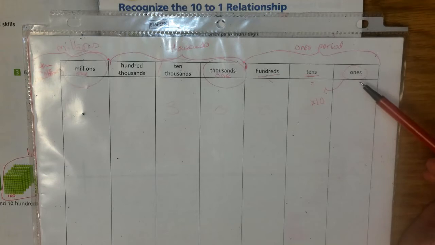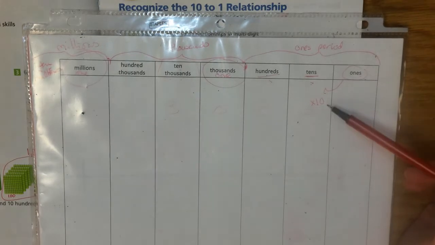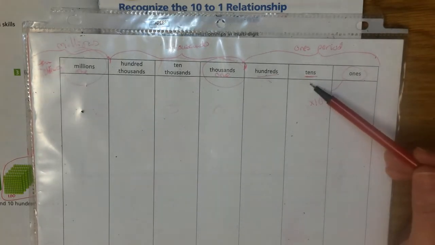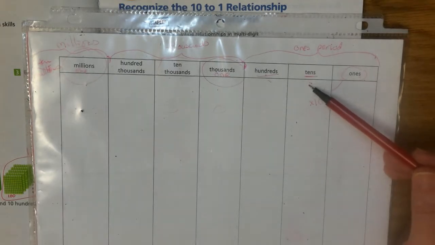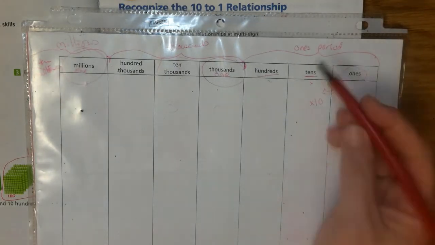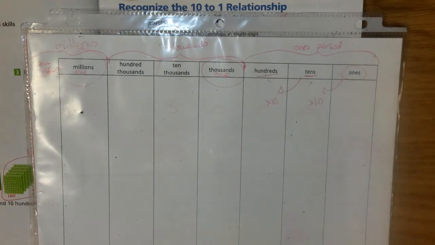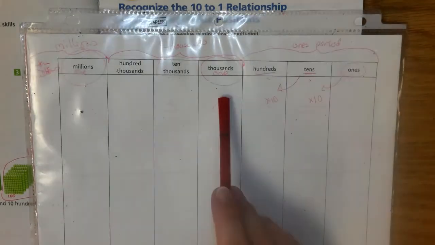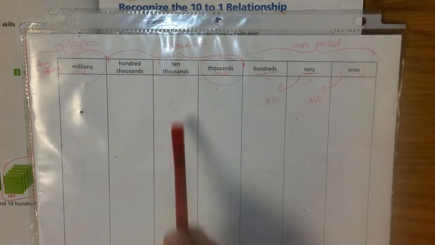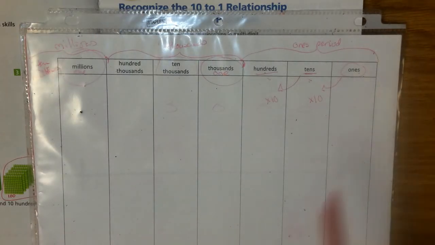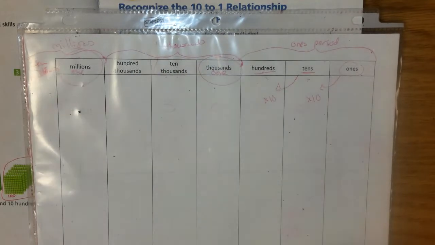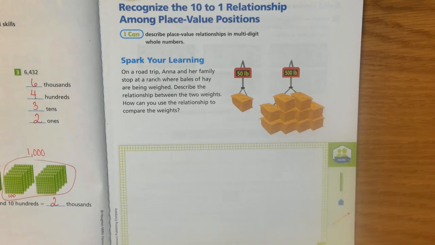So, for example, 1 times 10 equals 10, right? 10 times 10 equals 100. 100 times 10 equals 1,000. 1,000 times 10 equals 10,000, and so on and so forth. So every time I move from one place value to the next, I am multiplying by 10. Just a little refresher from fourth grade.